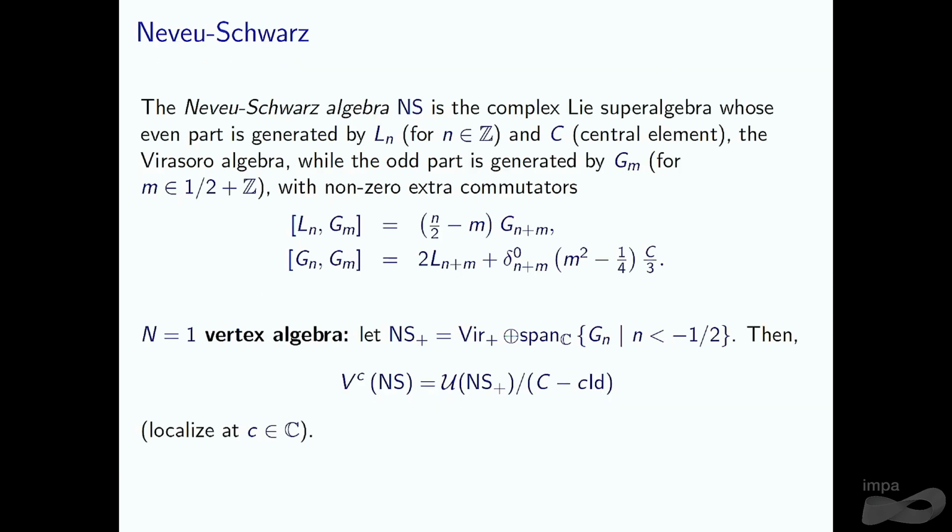Let me give you another example. We need two more examples, which is Neveu-Schwarz. So the Neveu-Schwarz algebra is given by generators L_n and G_n. The L_n are as before, Virasoro, and then the G_m are indexed by half integers, and then you have these extra commutation relations. And this is very much related to vector fields on a super circle, like super geometry. Now, similarly as before, you define the N=1 vertex algebra, taking a suitable Lie subalgebra, the universal enveloping algebra, and quotient by a relation which sets the central element to a constant.